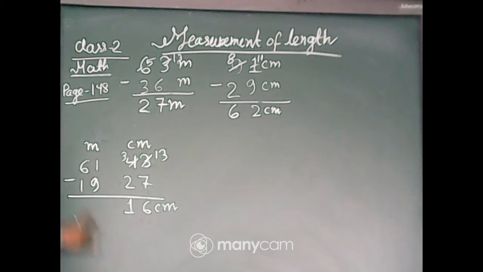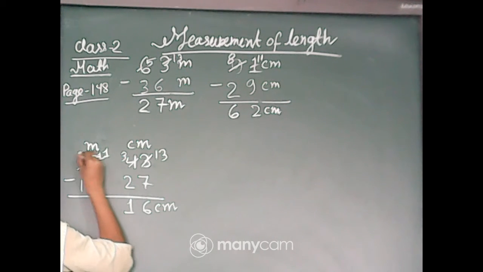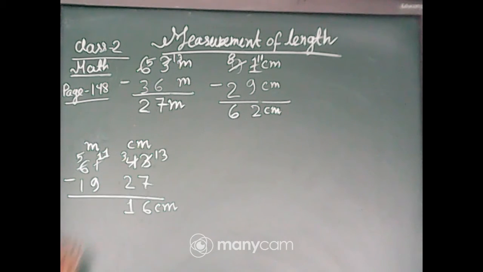Now see here that 1 is smaller than 9, so we strike the 1, take it as 11, and then the 6 will become 5. After 9 it's 10, 11, so 2, and after 1 it's 2, 3, 4, 5, so it's 4. So the answer is 42 meter 16 centimeter.